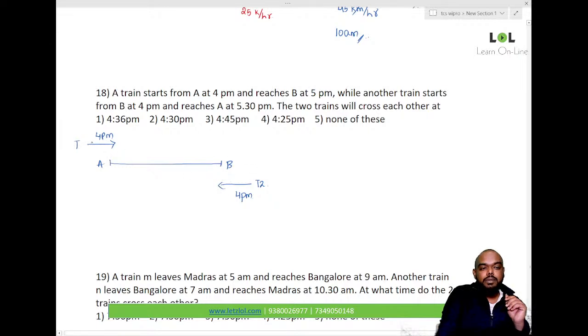Now train 1 starts at 4 p.m. and reaches at 5 p.m. It will be here at 5 p.m. What is the time taken by it? 1 hour. It is taking 1 hour to cover the distance.